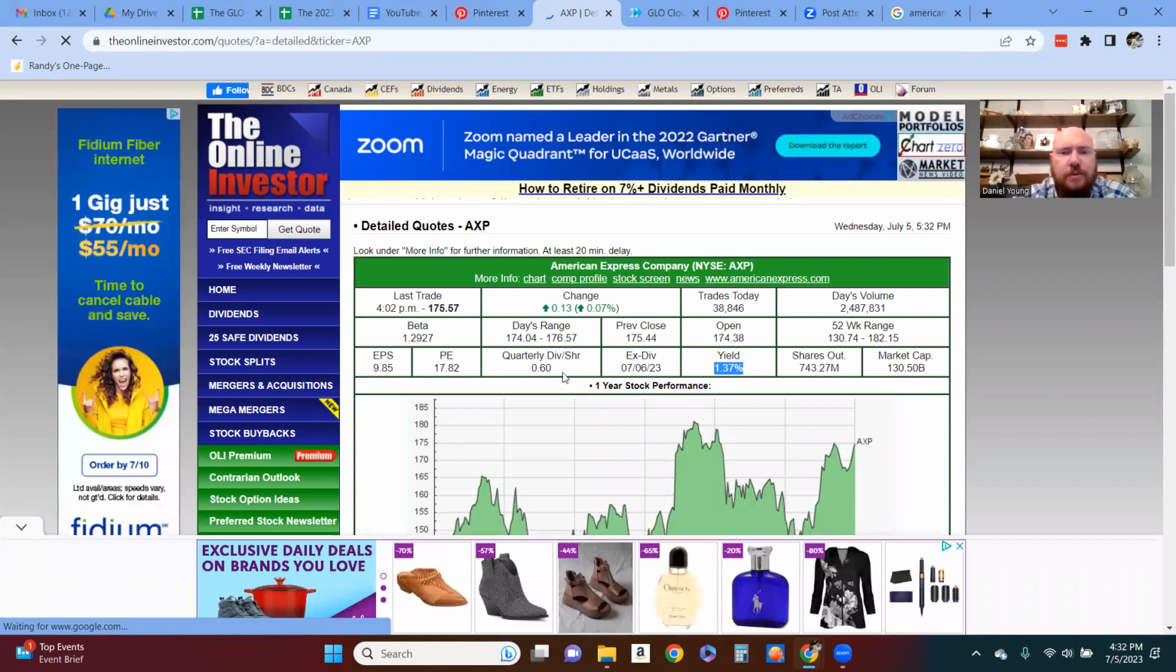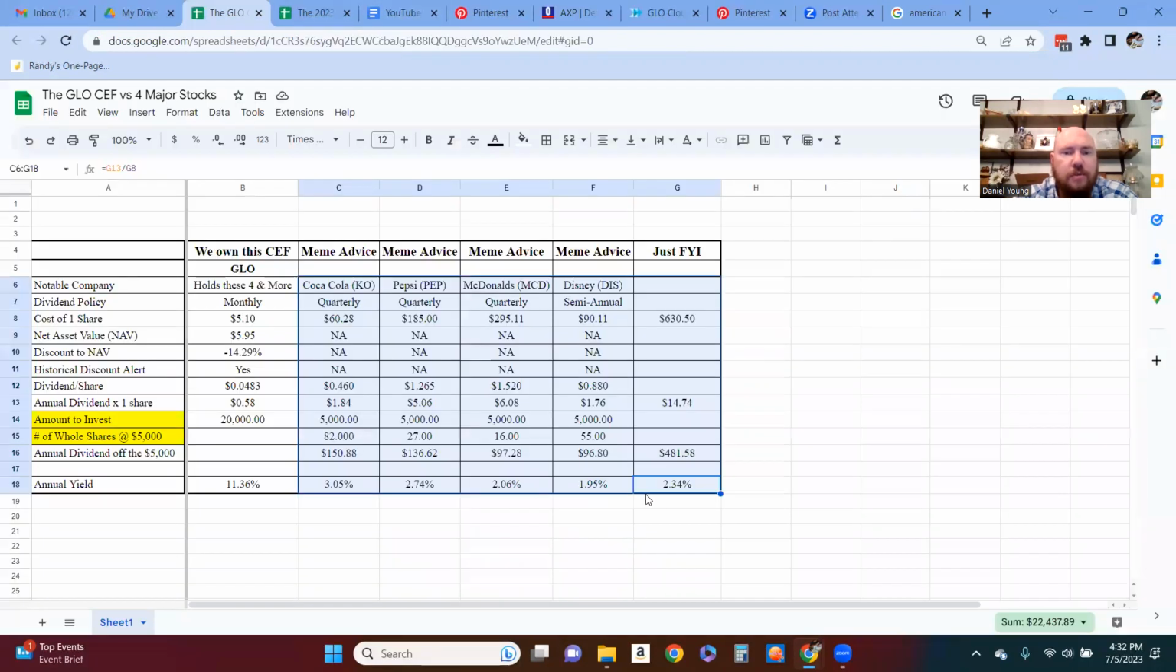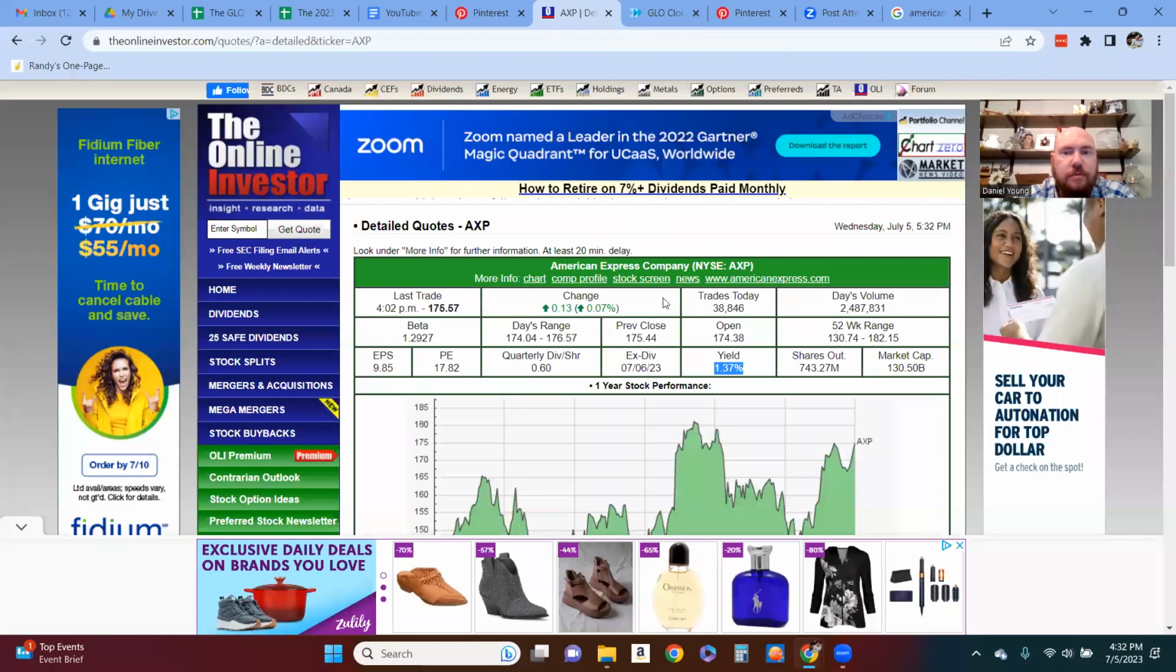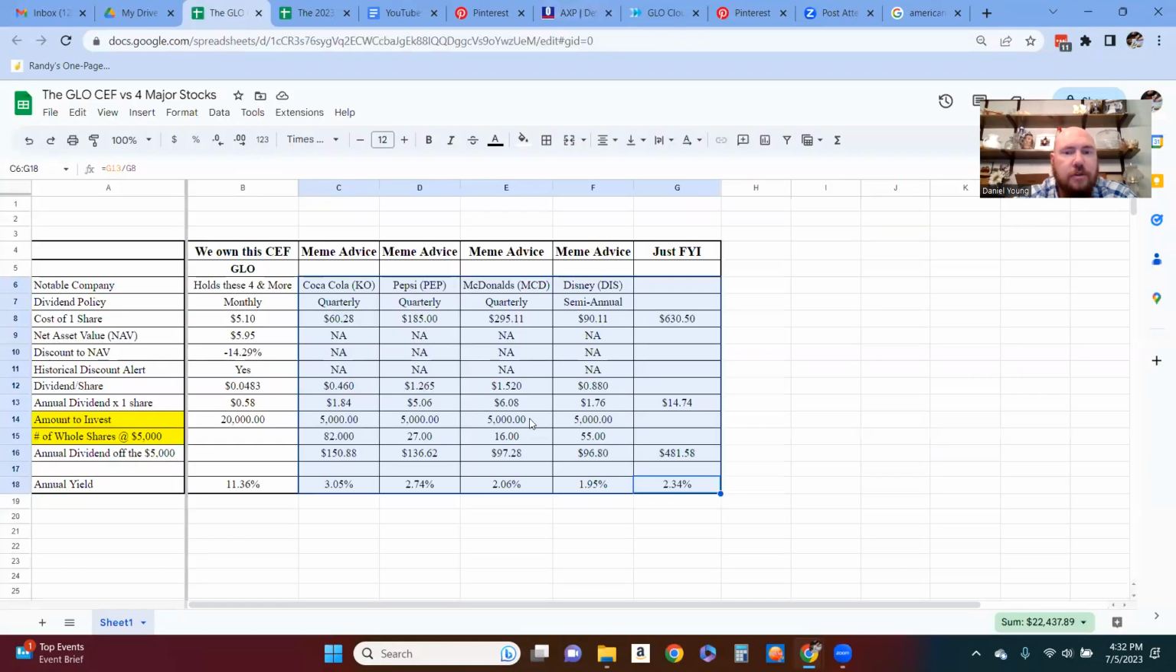So crazy price, quarterly dividend, right? Really low yield. So in comparison, it would bring this down further. 1.37 is lower than anything else here. So it would drop that more. So on inflation alone, you are losing money with this portfolio.